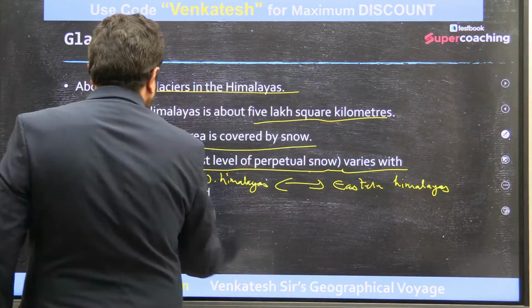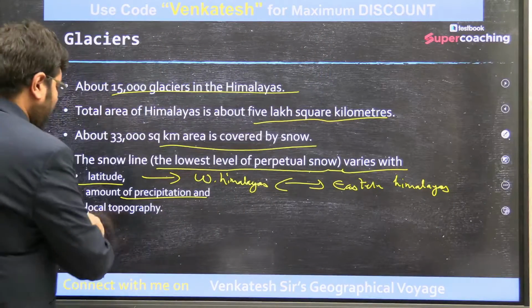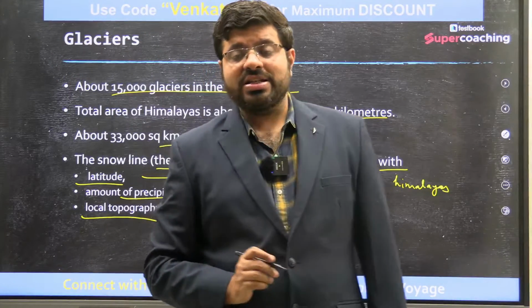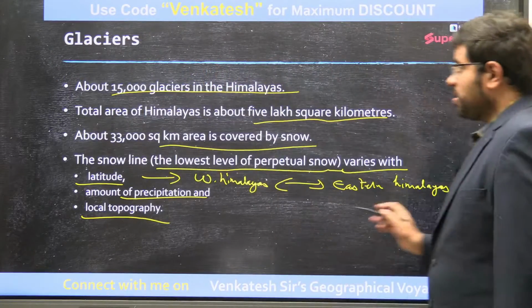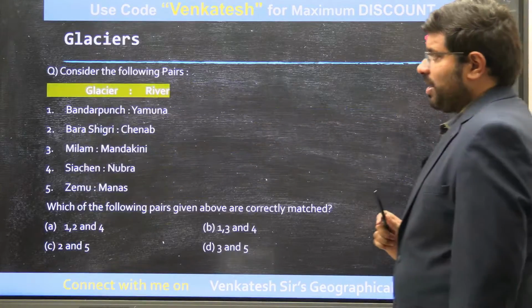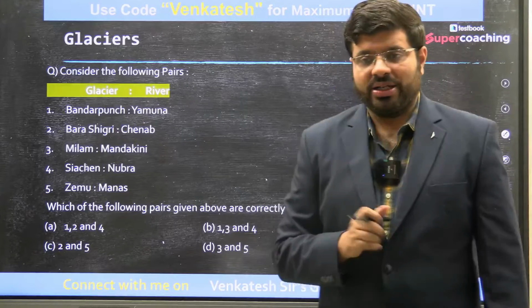Then the amount of precipitation might also vary. Local topography might also vary. All these things will have a distinction in terms of the formation of our glaciers. So let us try to understand how we need to prepare about glaciers.